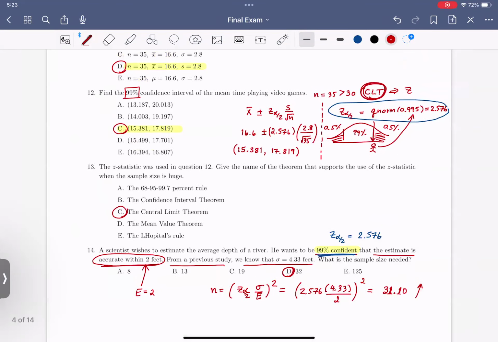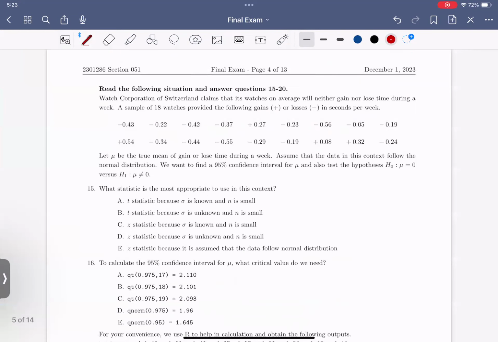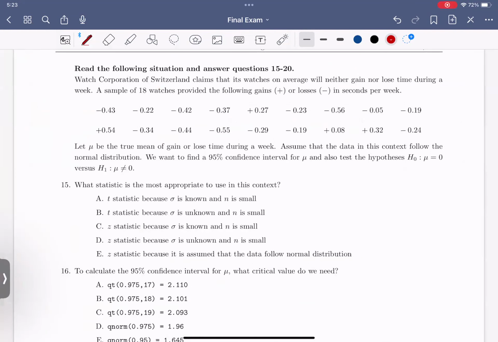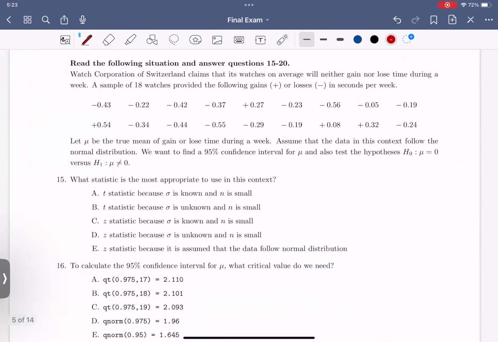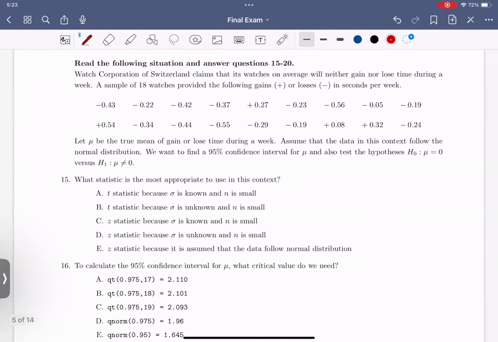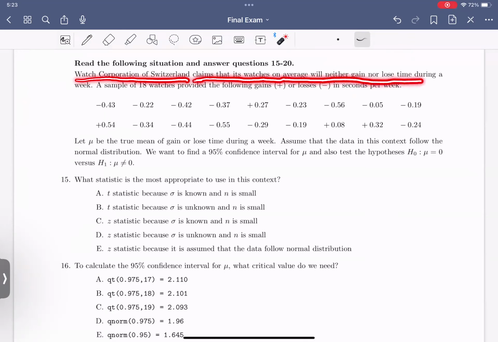All right. Next one. Question 15 to question 20. This is the situation that you're going to use in questions 15 to 26. So let's go. We have Watch Corporation of Switzerland. It claims that its watches on average will neither gain nor lose time during a week.